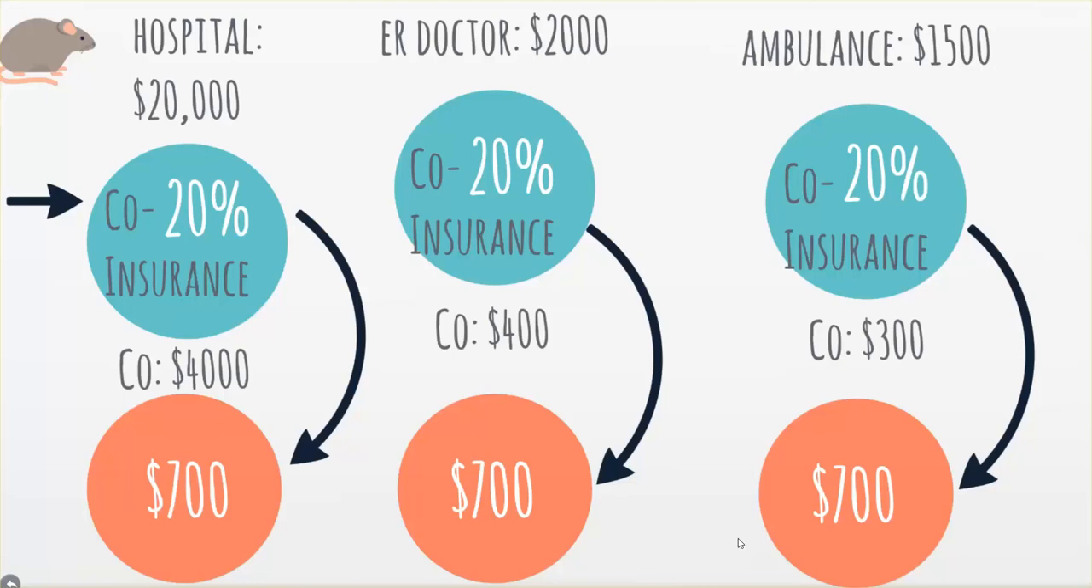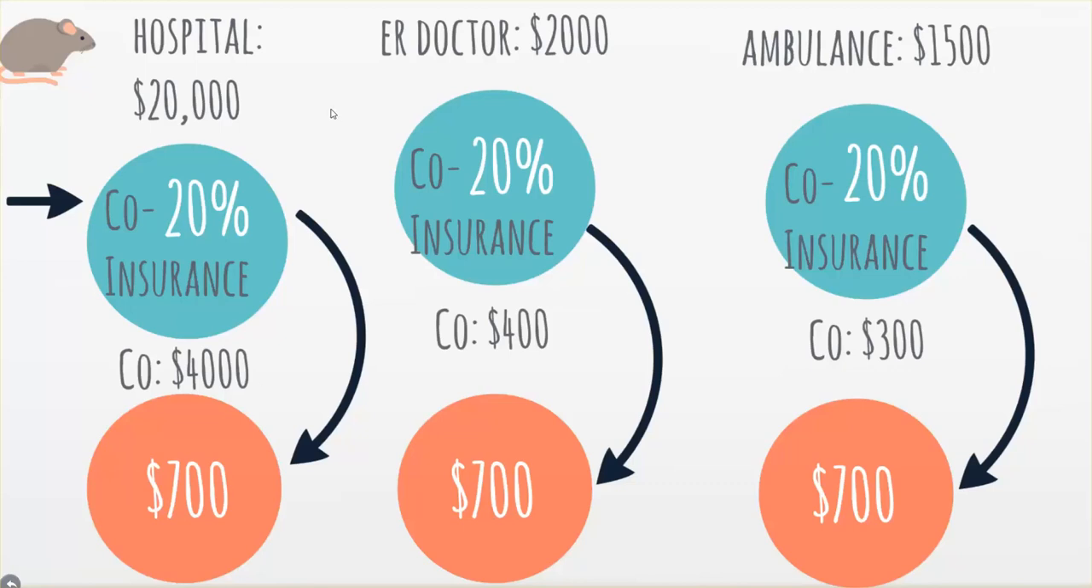So when we see a real life example of this, let's say that Mr. Mouse gets hit by a car, poor guy, ends up going to the hospital. Hospital charges $20,000 to take care of him. Mr. Mouse is responsible for 20% of that bill according to his plan, but 20% ends up being $4,000, which is way higher than his deductible. And so Mr. Mouse only pays up to his deductible, $700.